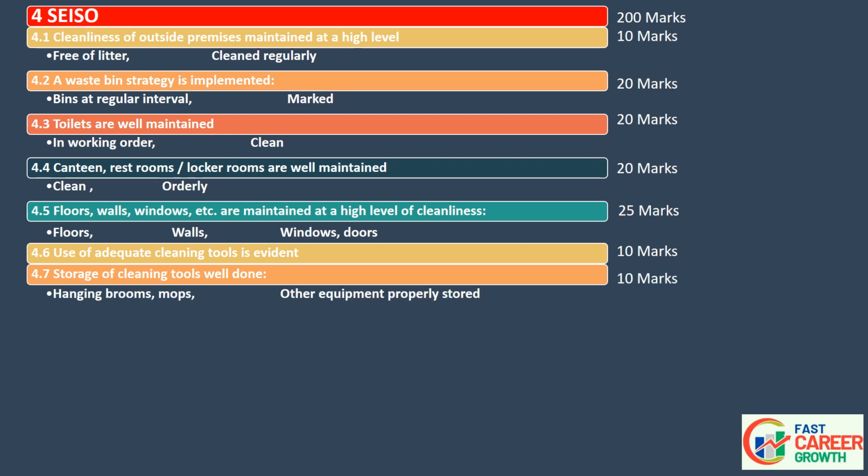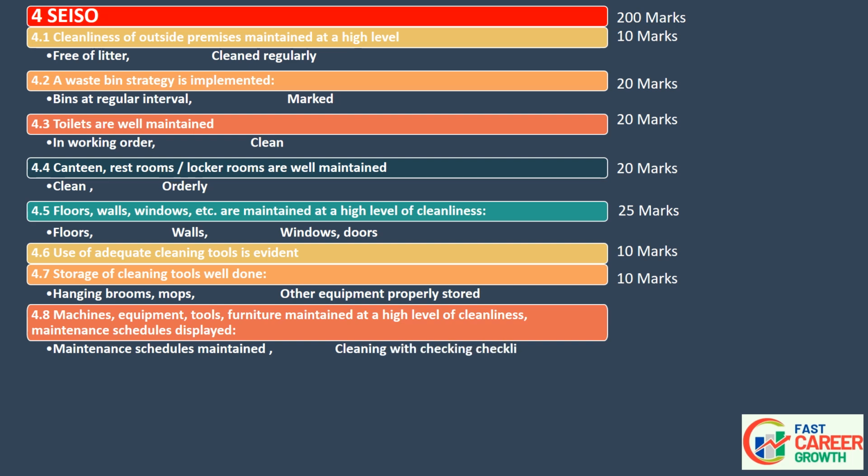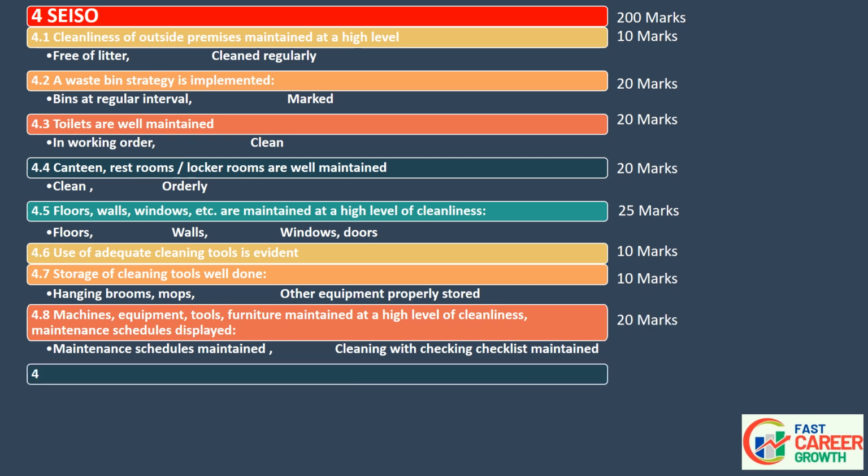Then check whether machines, equipment, tools and furniture are maintained at a high level of cleanliness and maintenance schedules are displayed. Here check whether maintenance schedules are maintained, and also whether a cleaning checklist is maintained. Total is 20 points. Then check whether daily self-cleaning, minimum 5 minutes, is practiced. Also check whether the daily activity is followed and whether a checklist is used. Here the total is 20 points.